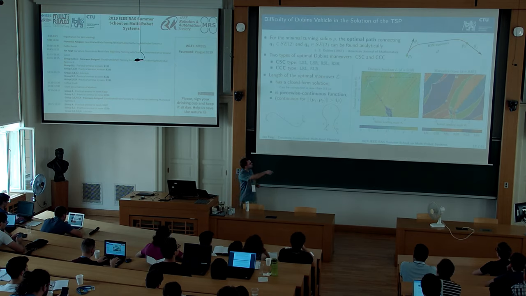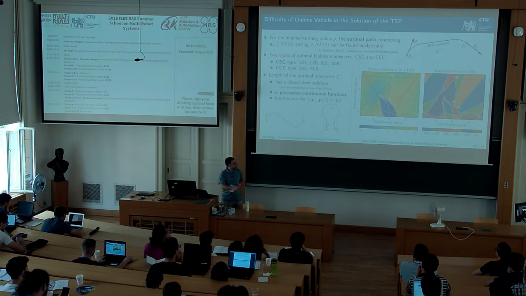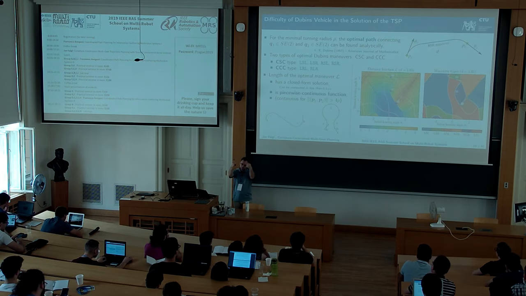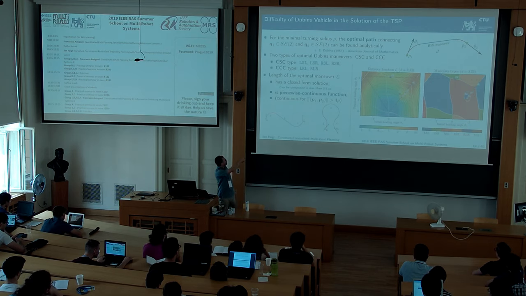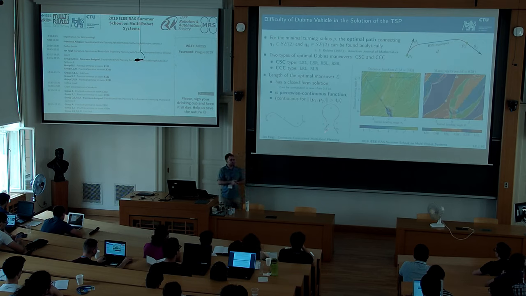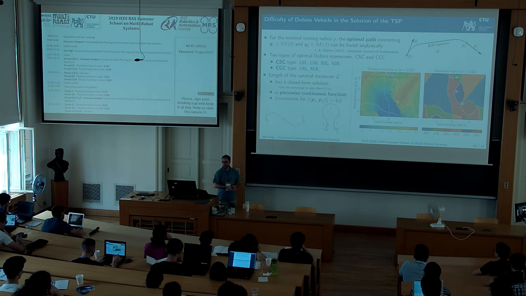And we can see what the particular maneuver types are. If you take this example and get the locations closer and closer, then depending on the angle, you will figure out that at some point the length of this optimal maneuver is decreasing, shorter and shorter. But suddenly, depending on the angle, you need to make this additional turn.